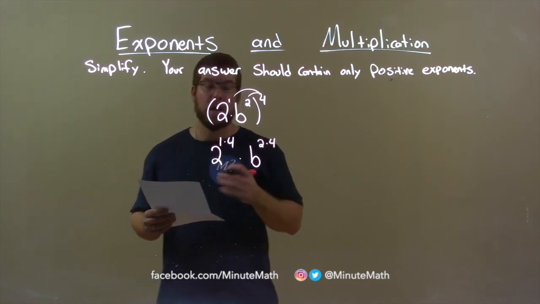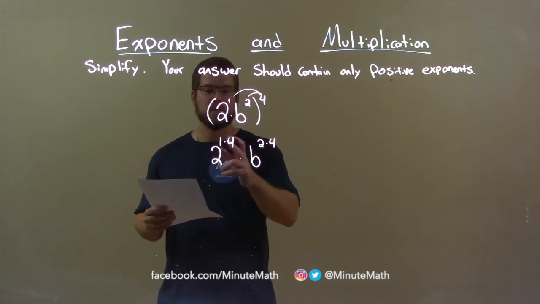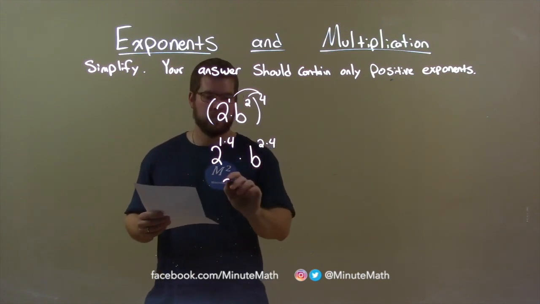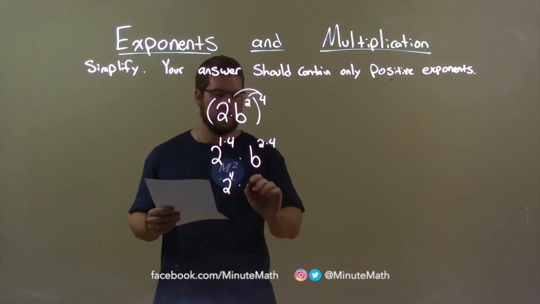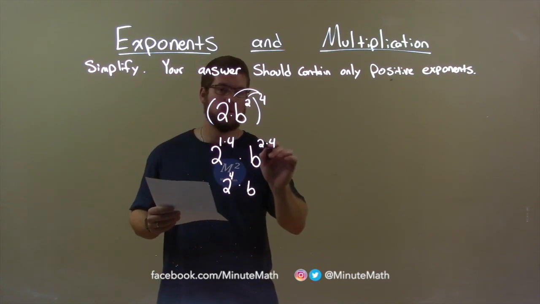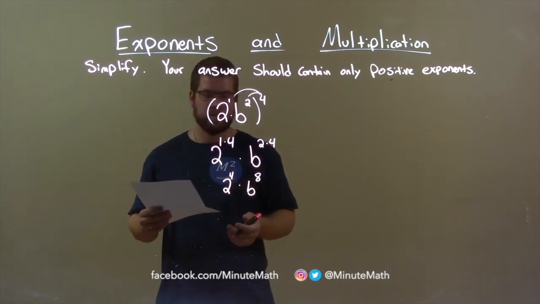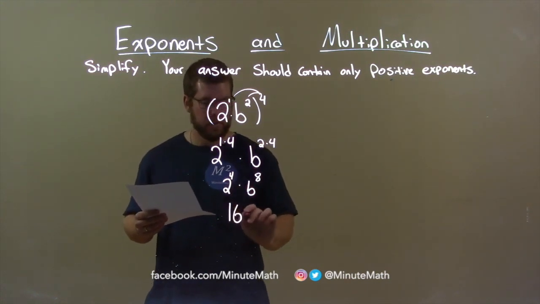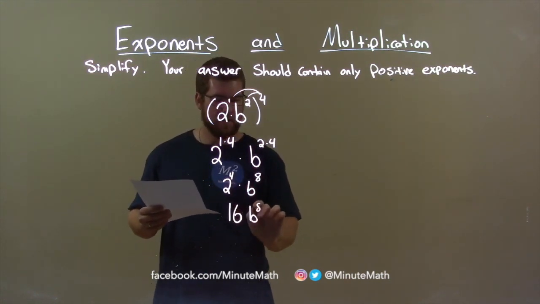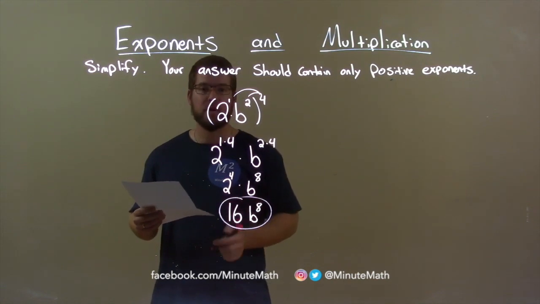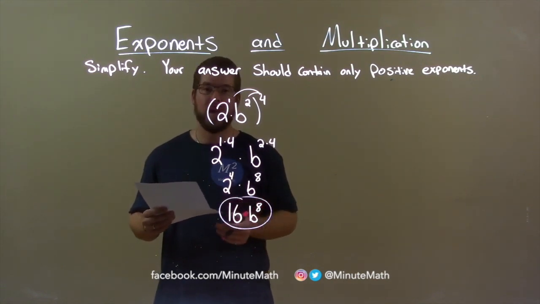Okay? Now let's simplify. Well, 1 times 4 is 4, so we have 2 to the 4th power here. And b, well, 2 times 4, the exponent, is an 8. Now 2 to the 4th power, we can simplify as 16. Bring down just the b to the 8th power. And there we have our final answer, 16b to the 8th power.